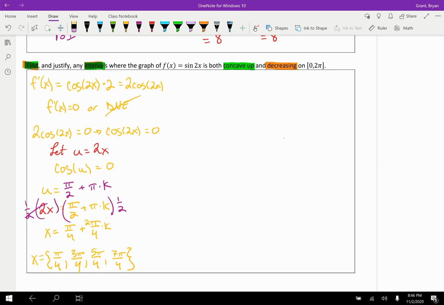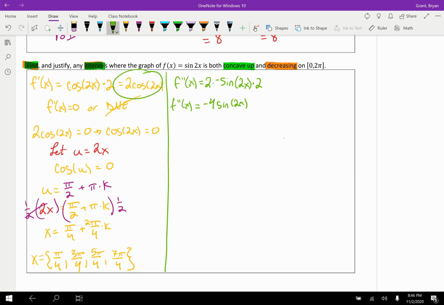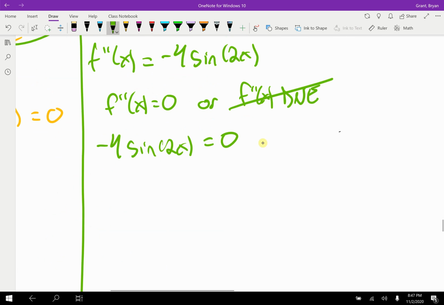So, second derivative, I need to take the derivative of this guy, so f double prime of x. The 2 stays where it is. Derivative of cosine is negative sine of 2x times the derivative of the inside. So I think that gives me, and I'll work down below, f double prime of x is going to equal negative 4 sine of 2x. Setting f double prime equal to 0, or determining where f double prime does not exist, I think isn't too terrible, because we need to set this negative 4 sine of 2x equal to 0. I should zoom in here, sorry. Dividing by negative 4 just cancels that out.